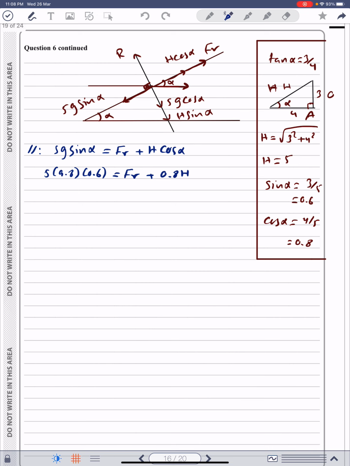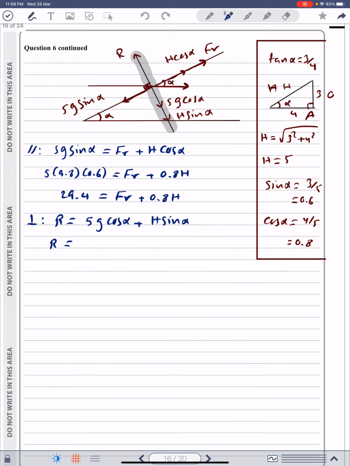Writing the values in the calculator, 29.4 equals friction plus 0.8 H. Then we move perpendicular to the plane. Nice. Mechanics is nice when you do what you have to do. R is equal to 5g cosine alpha plus H sine alpha.